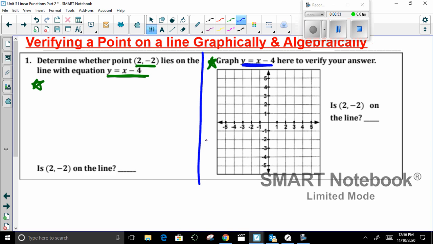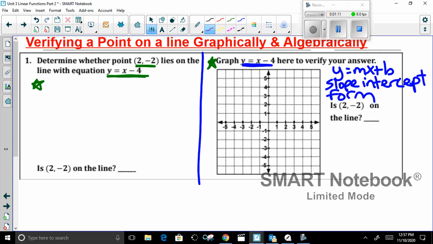If I'm given an equation, remember that equation is in slope-intercept form. Slope-intercept form is y equals mx plus b. What are the two most important things in slope-intercept form? Remember, your slope is m, and your b value is your y-intercept. Those are the two most important things that you need to remember. Okay? So let's go ahead and look and see what I got here.